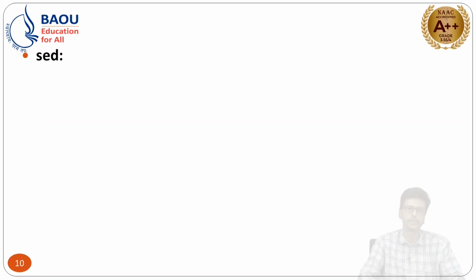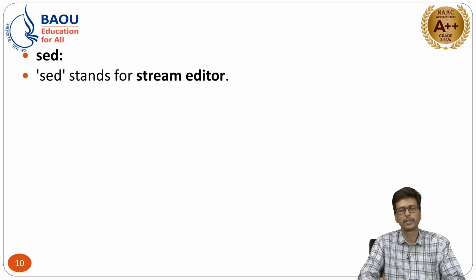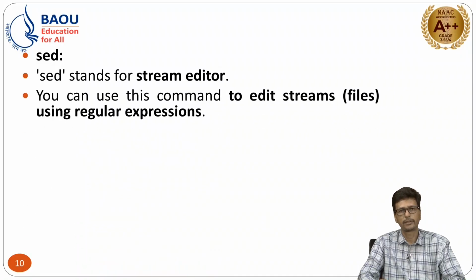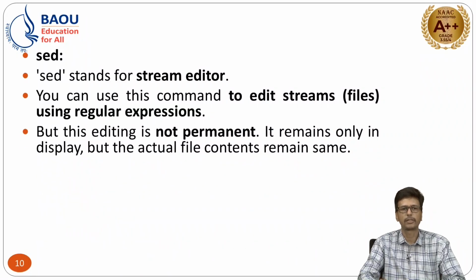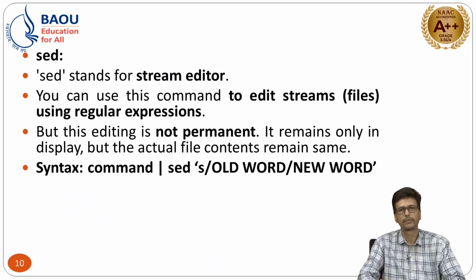So this way you can use that cmp command. Then after, the next filter is the sed command, that is the stream editor. If you want to edit streams or a file using regular expressions, in that case you use the sed command. The editing is not permanent; you can just see it in the form of output. If you want to save that content, you have to redirect the output into another file, right?